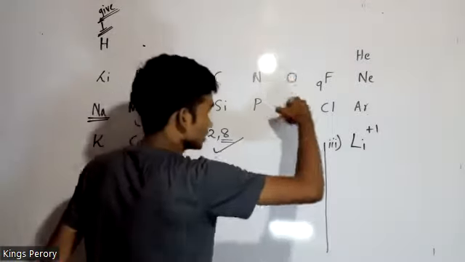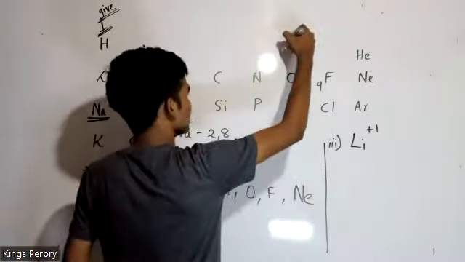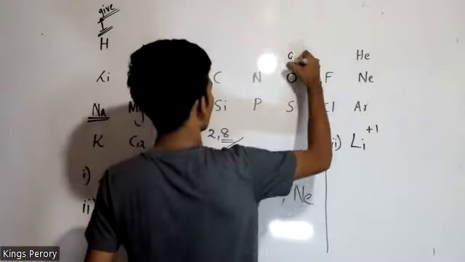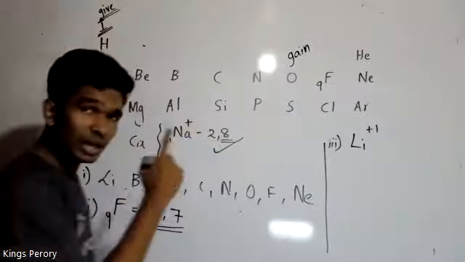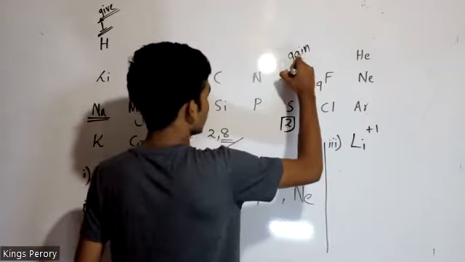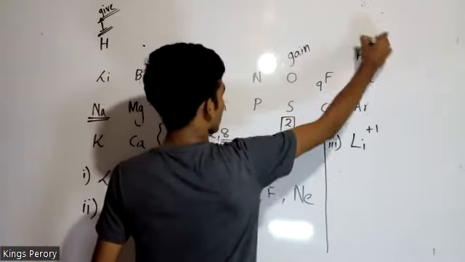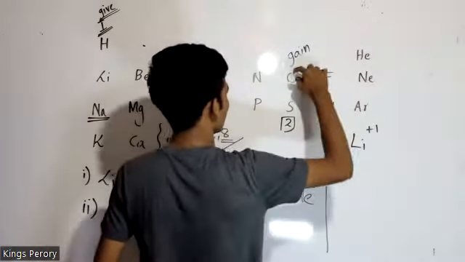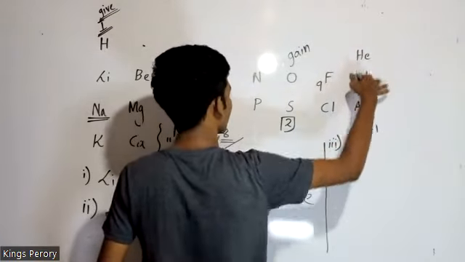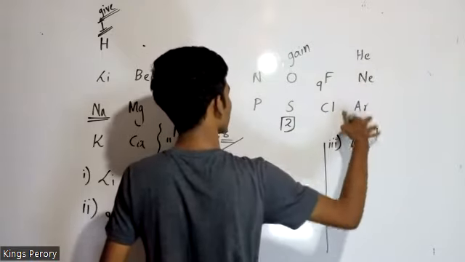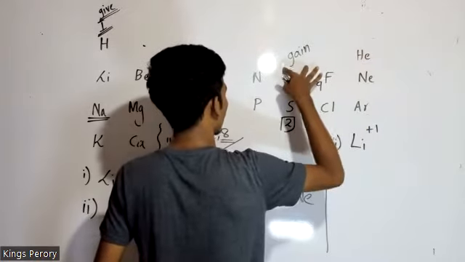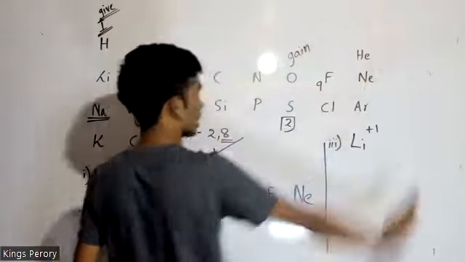What about oxygen? Oxygen is a 6th group element. 6th group elements like to gain electrons. How many electrons do they like to gain? 2 electrons. Why? If they gain 2 more electrons, they will come to noble gas configuration. Noble gas configurations are always stable. Oxygen likes to become stable, therefore it will gain 2 electrons.